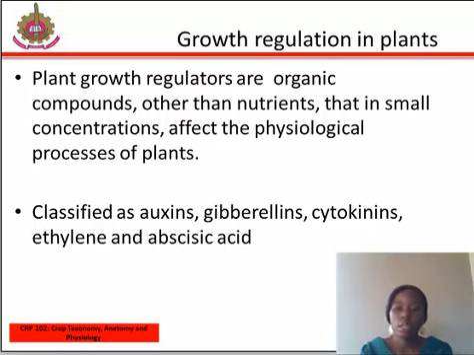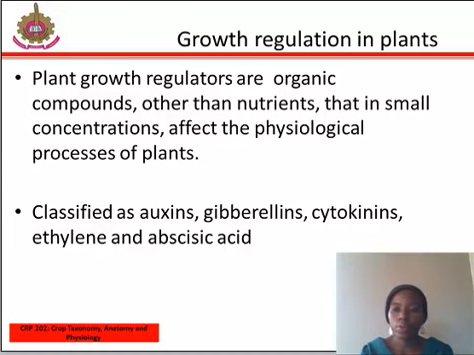Another growth regulator is gibberellins. Gibberellins are synthesized in young tissues of the shoots, and also in roots and developing seeds. Functions of gibberellins are: 1. It stimulates cell elongation in stem. 2. It breaks seed dormancy in some plants which require light for germination. And 3. It plays a role in development of seedless fruit.